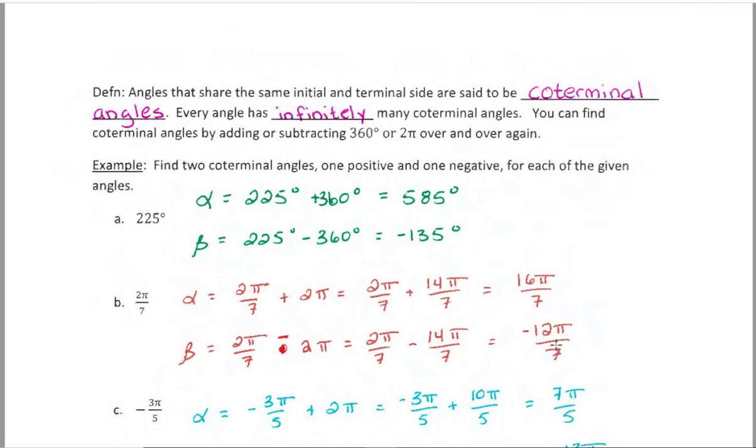Angles that share the same initial and terminal sides are said to be coterminal angles. So in other words, you're going to start and end at the same place. But angles can go around and around a circle again and again. So every angle has infinitely many coterminal angles.